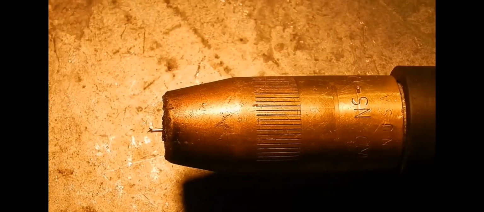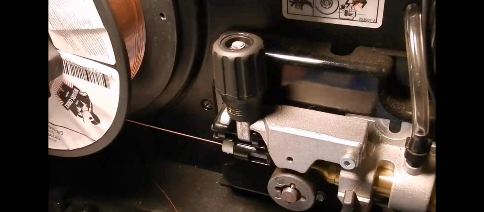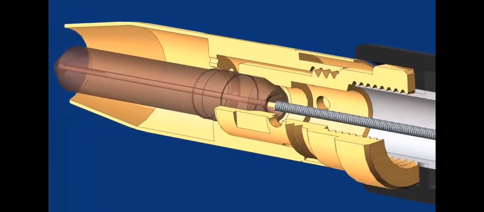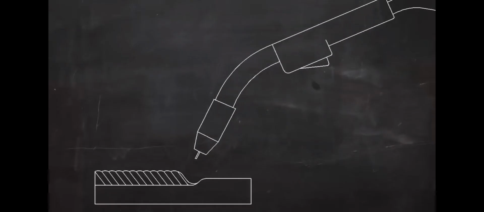In MIG welding, a thin wire acts as the electrode. This wire is fed from a spool mounted on a gun or inside the welding machine through a flexible tube and out of the nozzle on the welding gun or torch. The wire is fed continuously when the trigger on the welding gun is pulled.